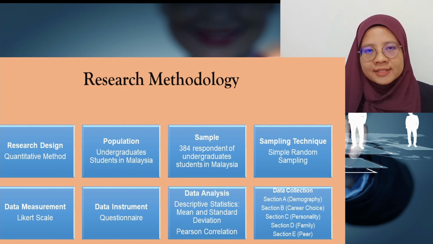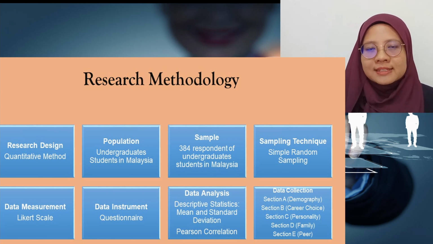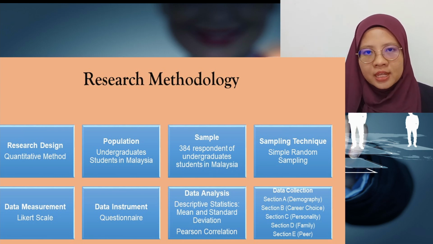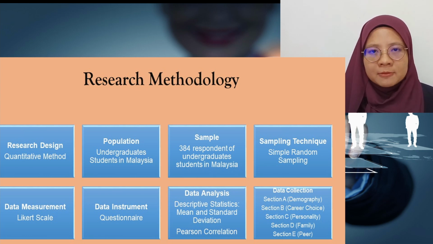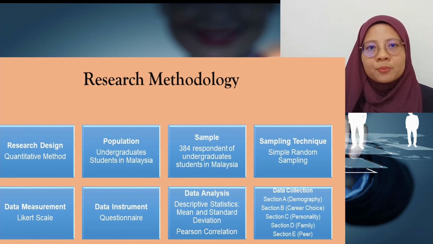We use a questionnaire as our data instrument, which consists of five sections. Section A is demography. Section B is the dependent variable, which is career choice. Section C is personality. Section D is family, and Section E is for peers, which are the independent variables. Last but not least, Pearson correlation is used as our data analysis. So, we will continue to the research findings.